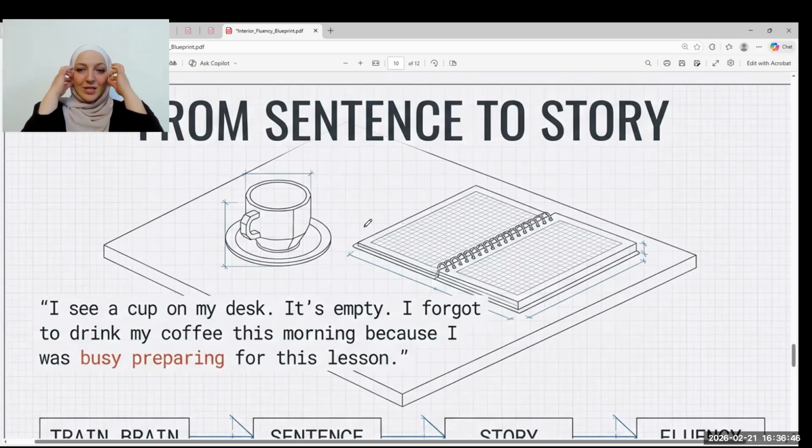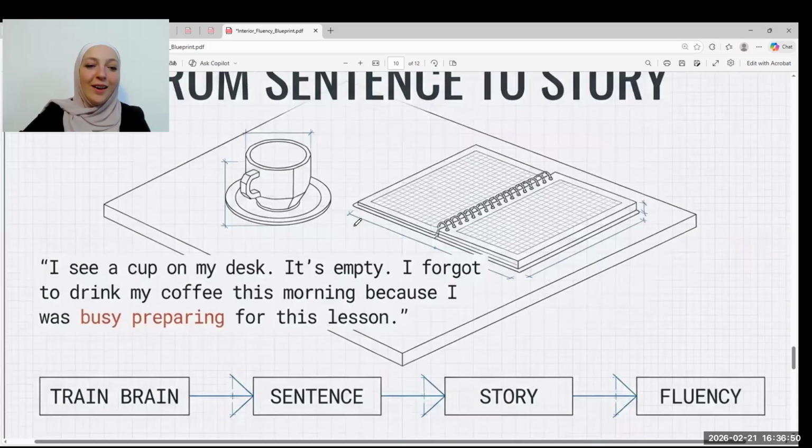Look here, we have a desk, we have a notebook, we have a cup of coffee. Can't wait to drink mine. I see a cup on my desk. It's empty. I forgot to drink my coffee this morning because I was busy preparing for this lesson. Okay, I did not forget to drink my morning coffee. It's Ramadan. I'm fasting, so let's see, we're waiting for the adhan, inshallah. After futur time, I'll have that cup of coffee, inshallah.